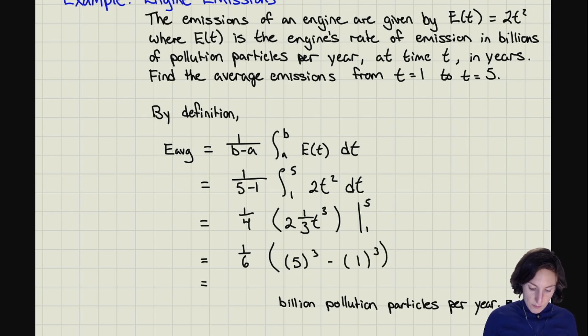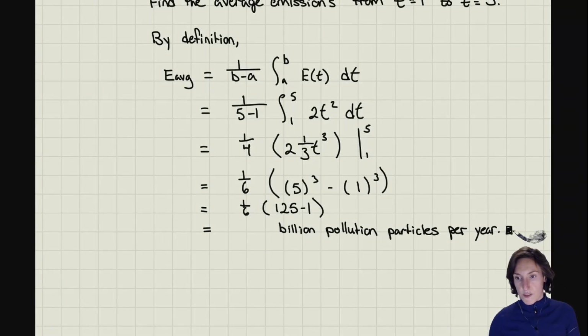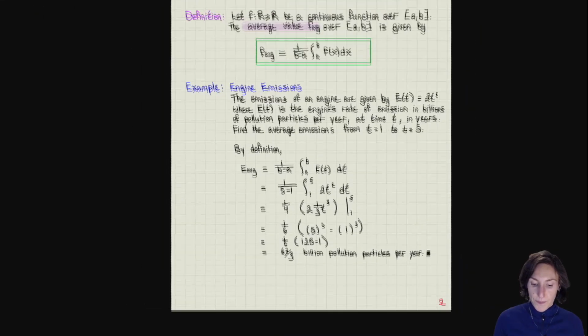Then I get 1 over 6 times 125 minus 1. So I get 124 over 6. If you simplify that a little bit, you get 62 over 3. And remember what this represents: billions of pollution particulates per year.